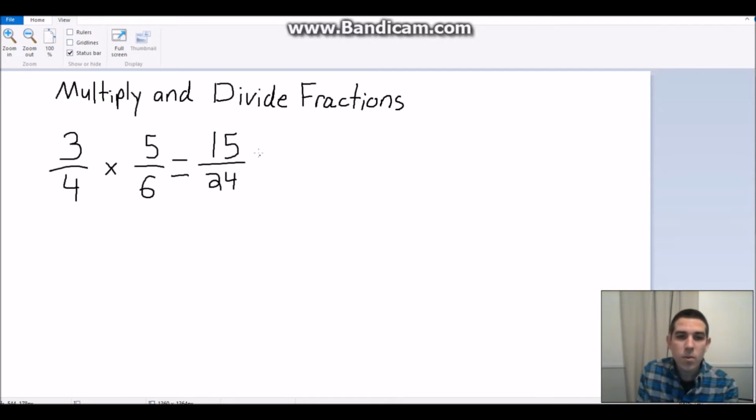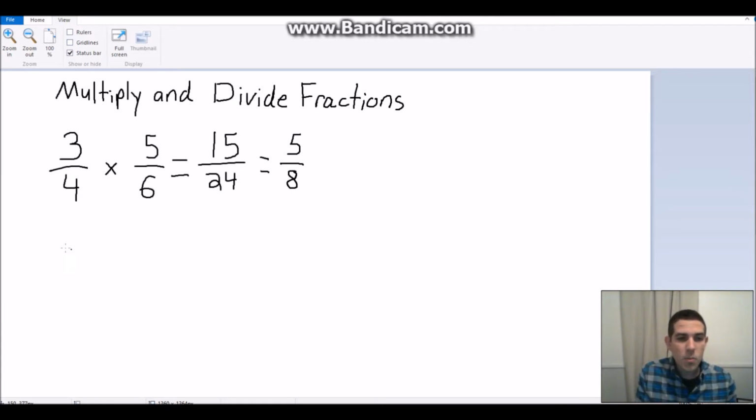We can simplify, of course. Does this simplify? I believe 3 goes into 15 5 times, and it goes into 24 8 times. So we could simplify this to 5/8. But the process of multiplying is that simple. Multiply the top numbers, multiply the bottom numbers.